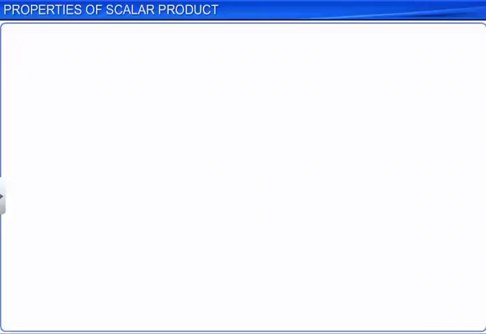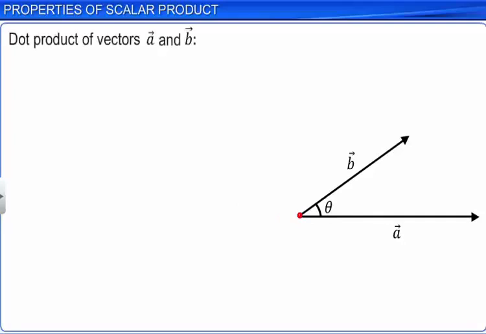You already know that the scalar or dot product of two vectors A and B with angle theta between them is equal to the product of the magnitudes of vectors A and B and the cosine of angle theta. Now, let us observe an interesting property of dot product of vectors.